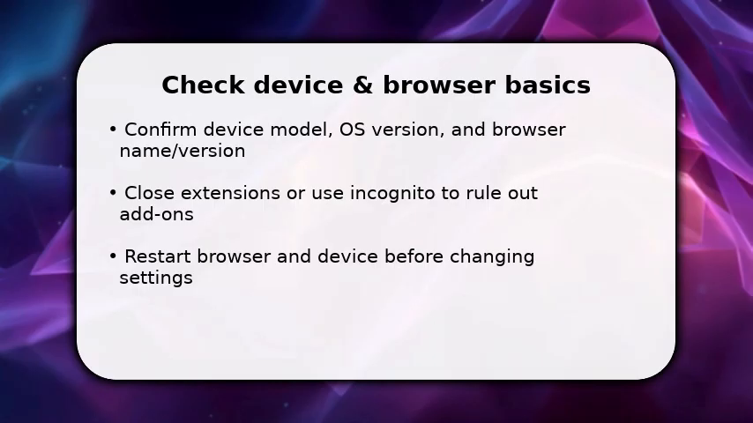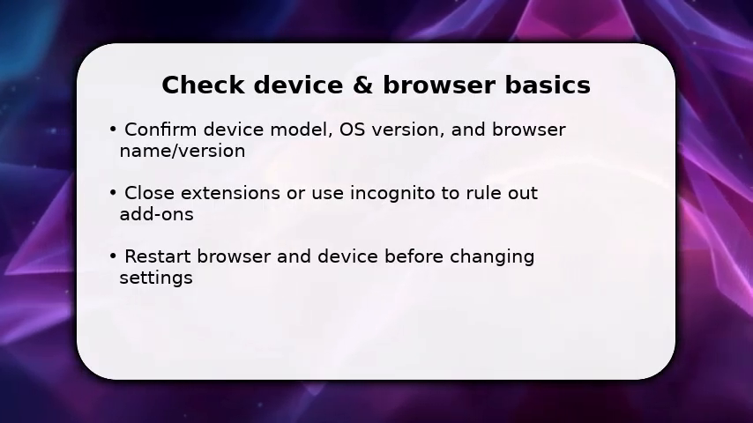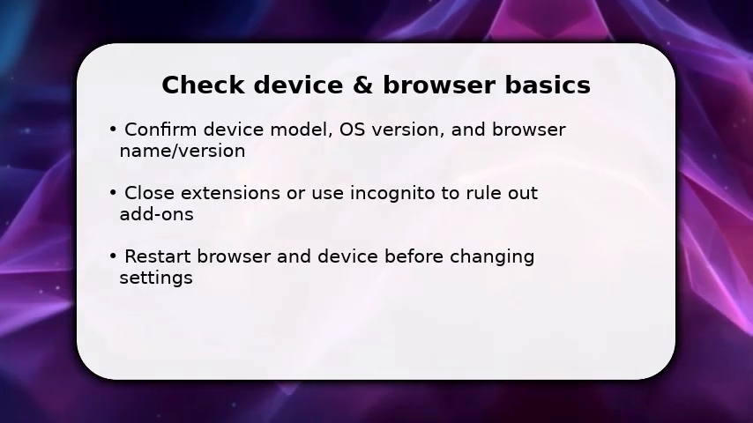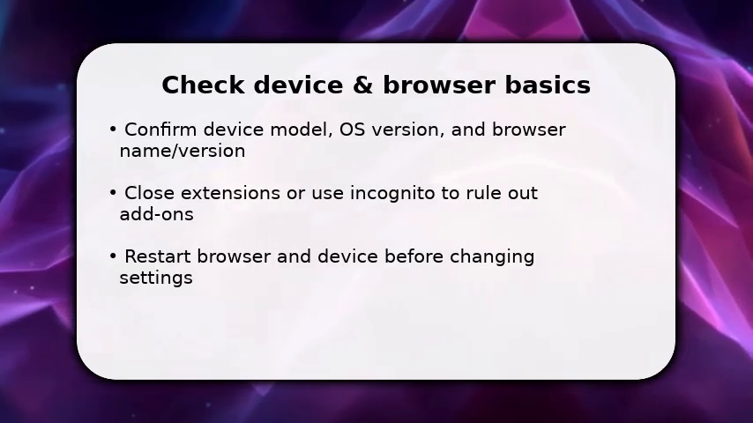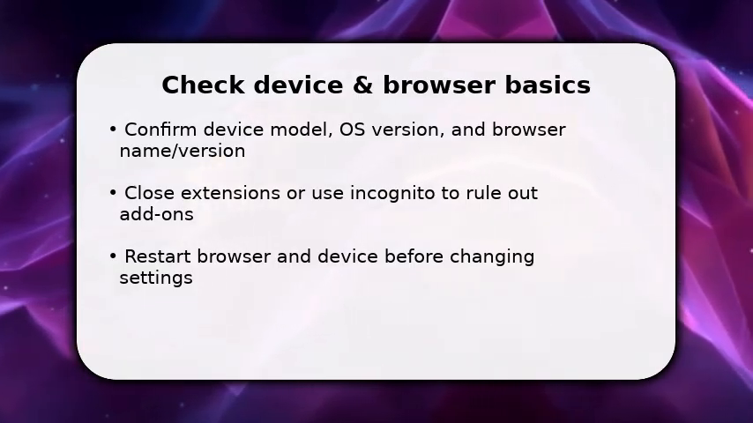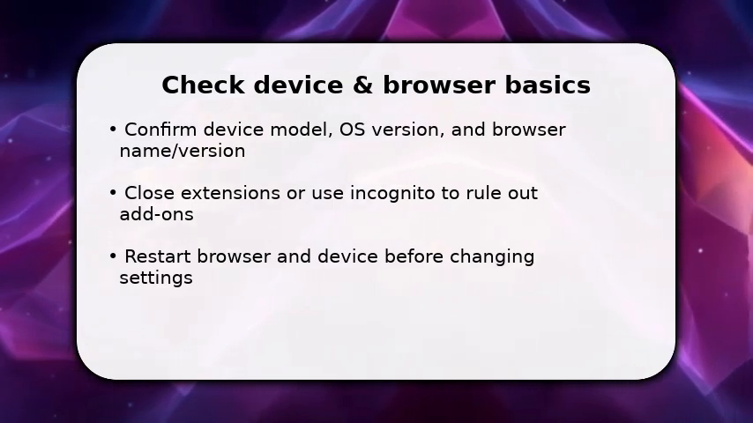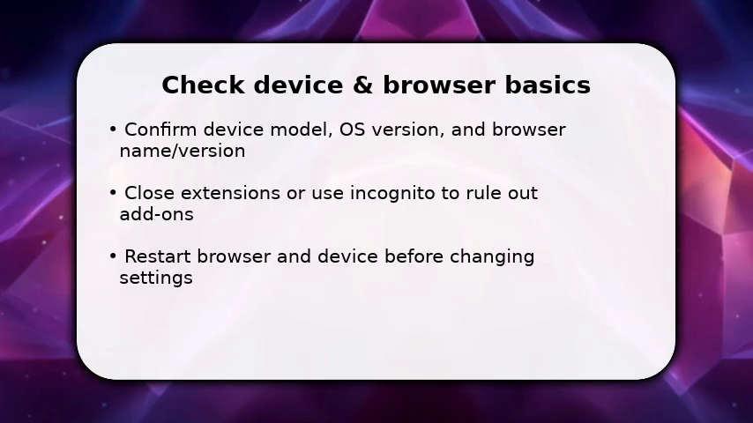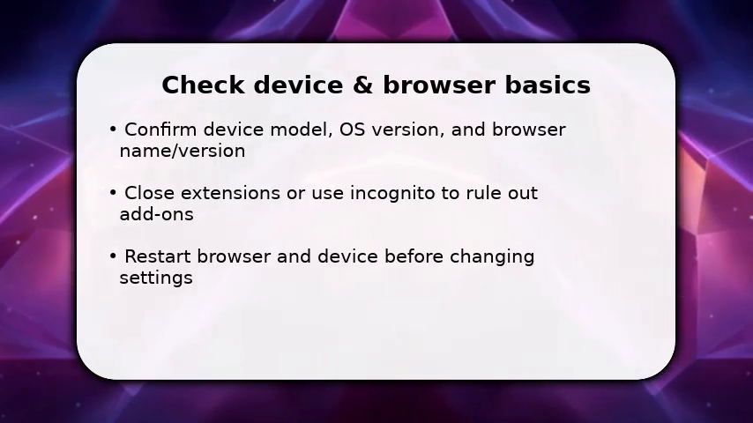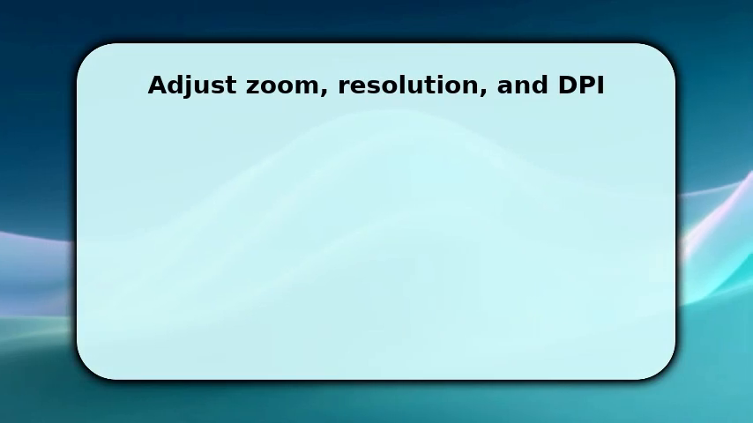This clears transient glitches. Now that prerequisites are active, you're ready to adjust display settings and zoom behavior in the browser and system, which we'll tackle next. You'll next correct the two places most size issues live: browser zoom and system scaling. First, set browser zoom to 100% and remove any site-specific overrides.